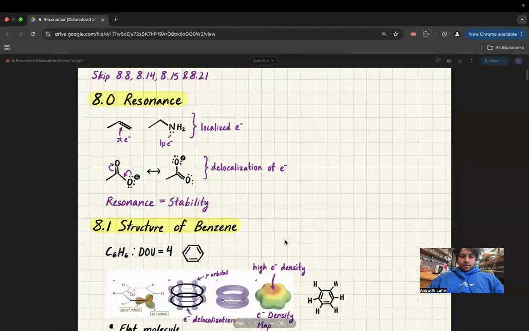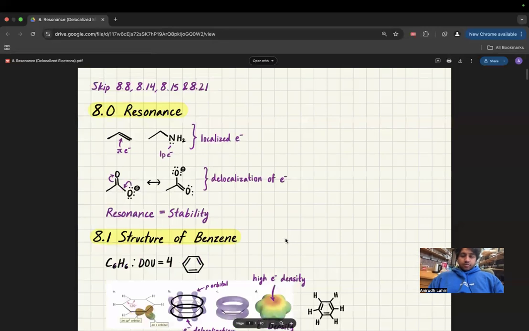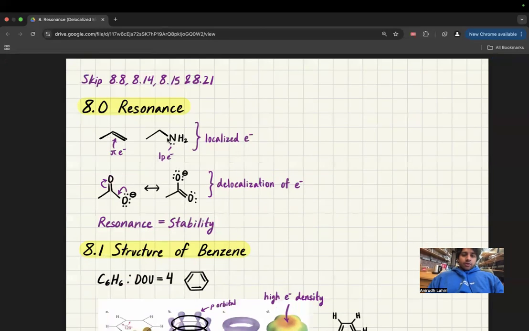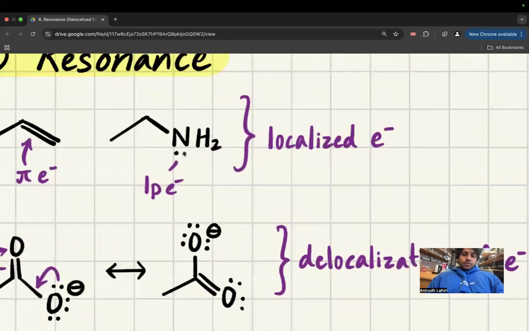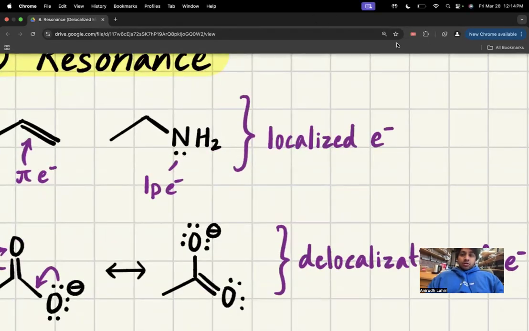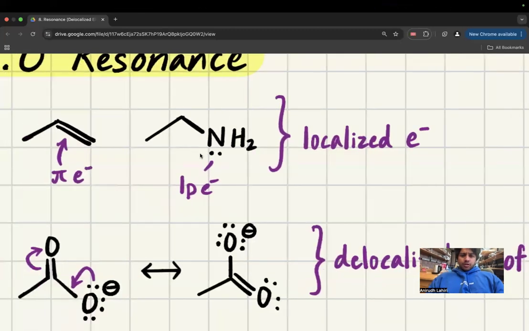So we're going to talk about resonance and delocalized electron systems in general. So what is local? What is delocal? Here we see two electrons, right? These electrons are on nitrogen. They're nitrogen's electrons. What do I mean by nitrogen's electrons?